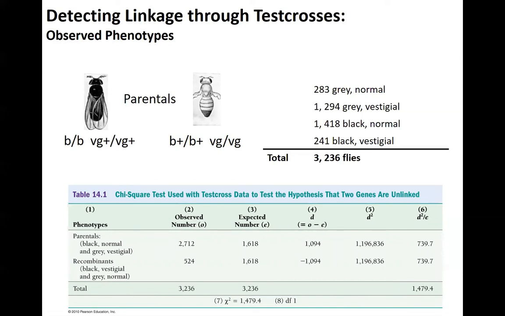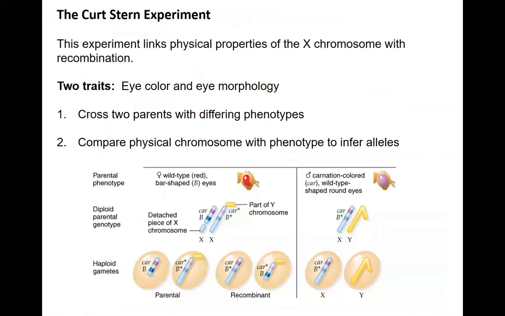Okay, so we've just got one more experiment to get through. This one's a little bit shorter because I just have a few points I want to illustrate here. This is the Creighton experiment. I think there's a lot going on with this experiment. It's an extremely weird experiment, but it's beautiful in that what we're going to be doing is linking physical properties of the X chromosome with the actual recombination event.